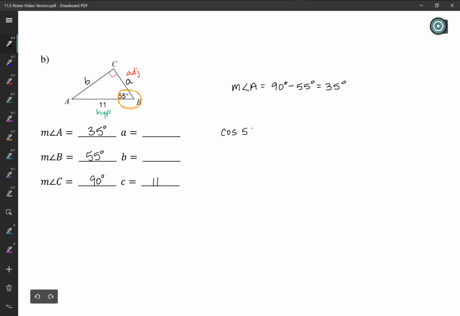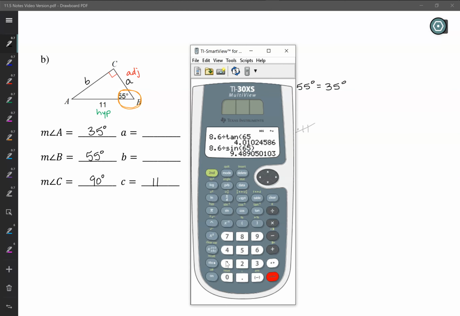Cosine of 55 degrees equals adjacent A over hypotenuse, 11. A is on top, so multiply both sides by 11. And you just get that 11 times the cosine of 55 degrees equals A. So that is about 6.3.